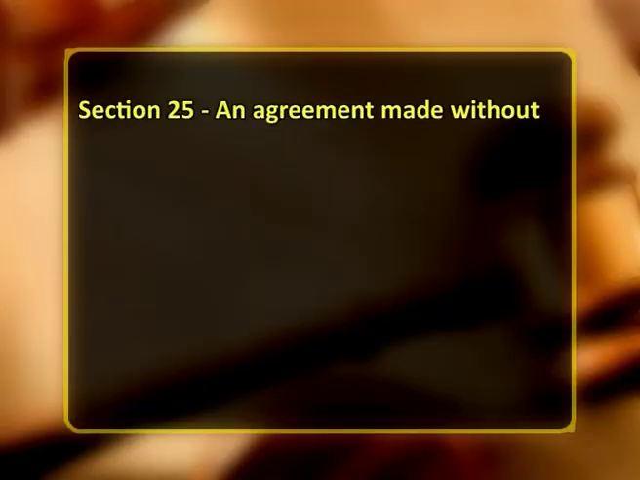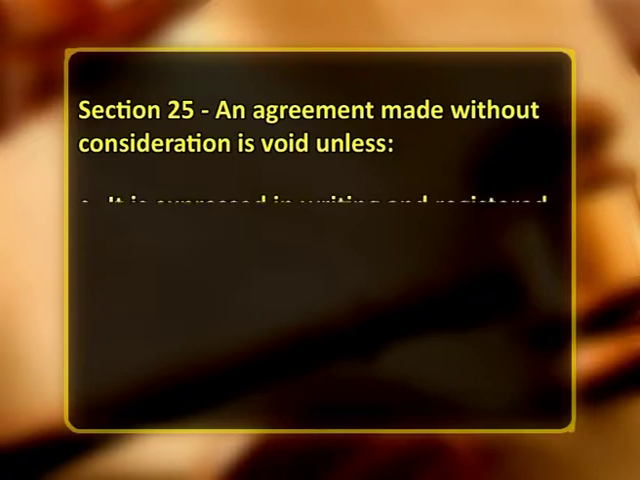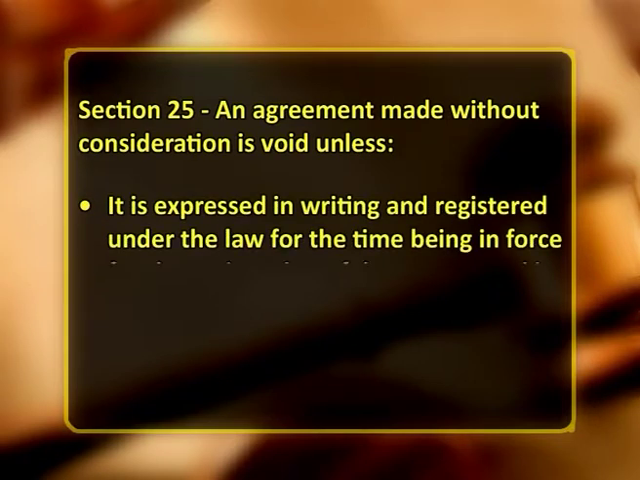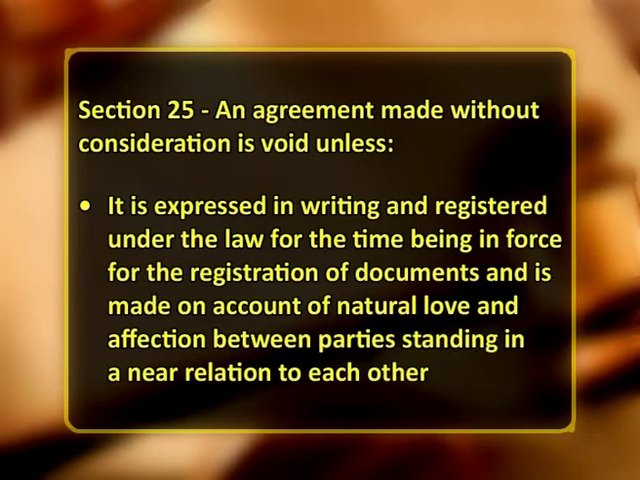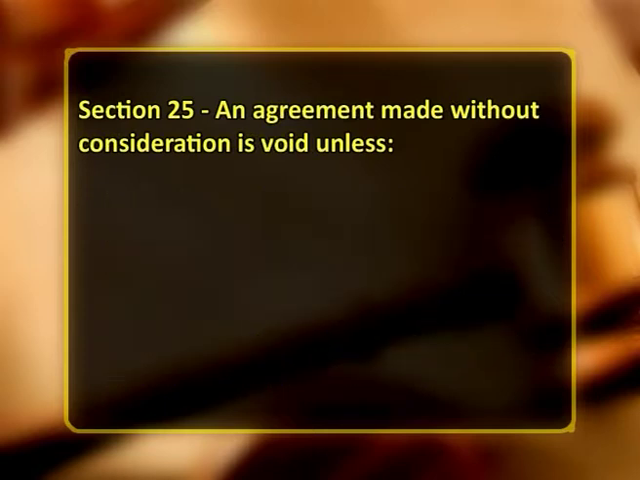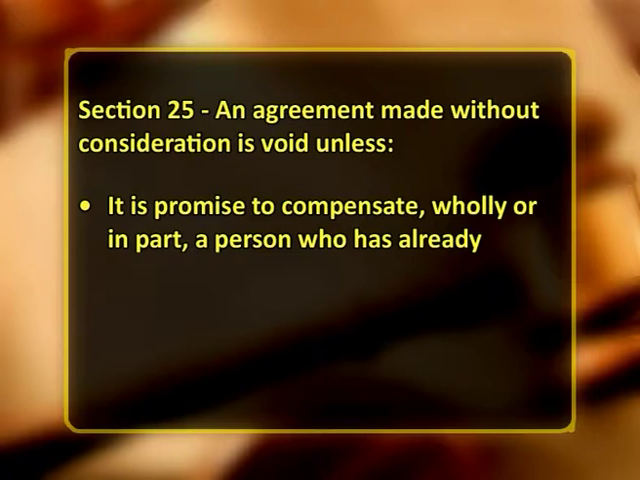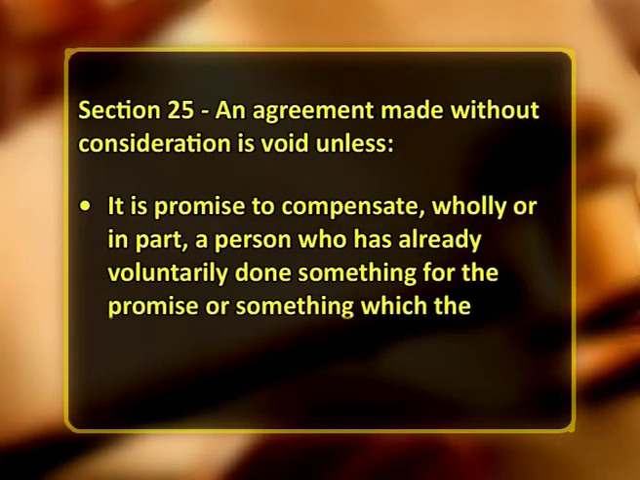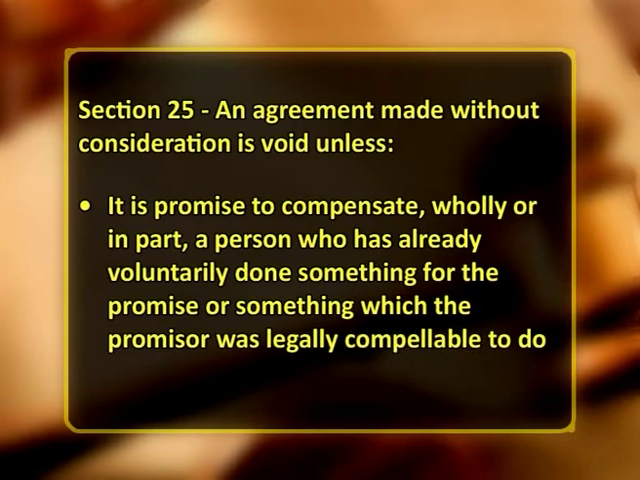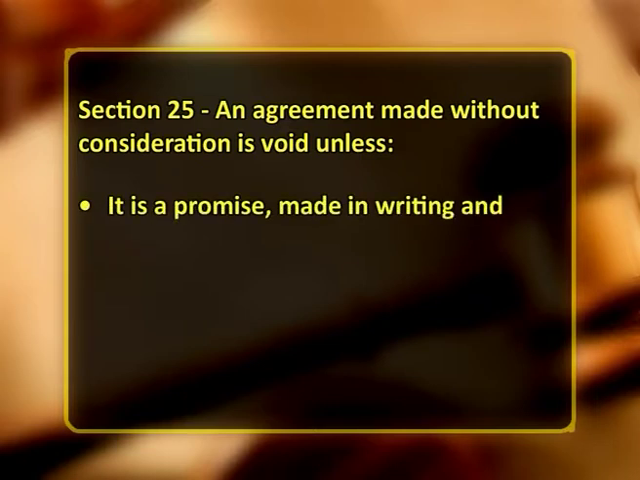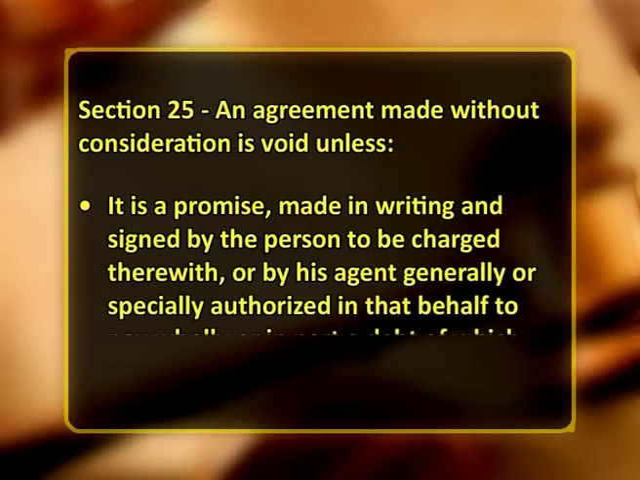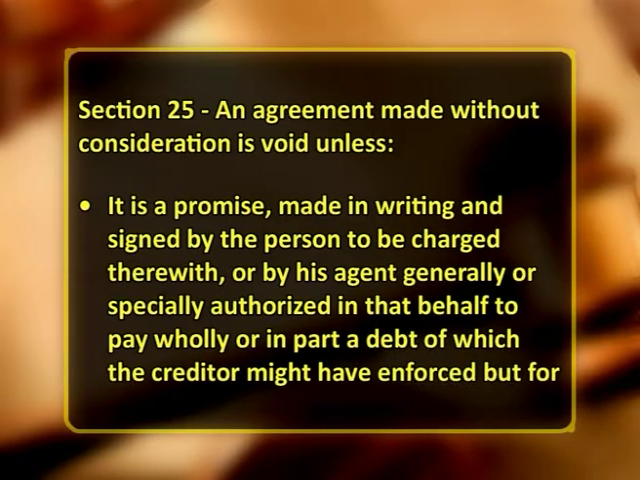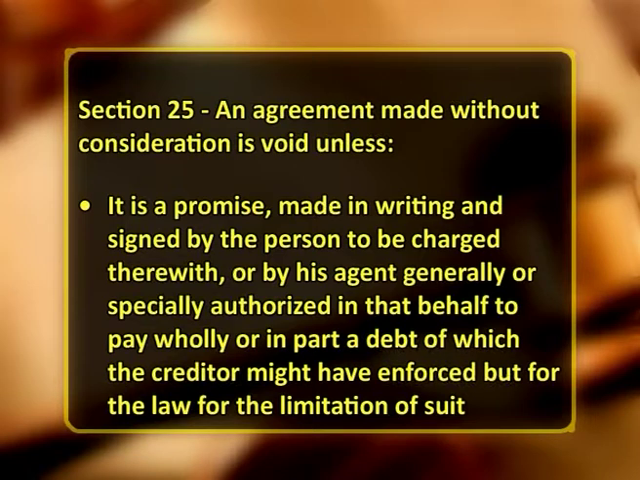Section 25. An agreement made without consideration is void unless it is expressed in writing and registered under the law for the time being in force for registration of documents, and is made on account of natural love and affection between parties standing in a near relation to each other, or unless it is a promise to compensate wholly or in part a person who has already voluntarily done something for the promisor, or something which the promisor was legally compelled to do, or unless it is a promise made in writing and signed by the person to be charged therewith, or by his agent generally or specially authorized in that behalf, to pay wholly or in part a debt of which the creditor might have enforced payment but for the law of limitation of suits. In any of these cases, such an agreement is a contract.